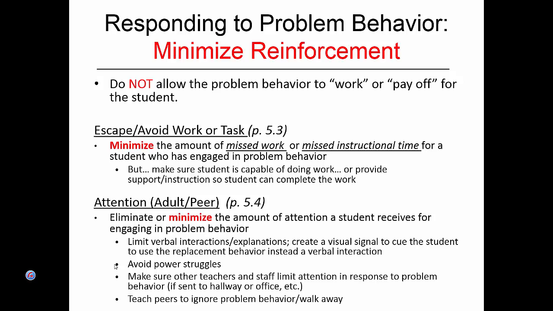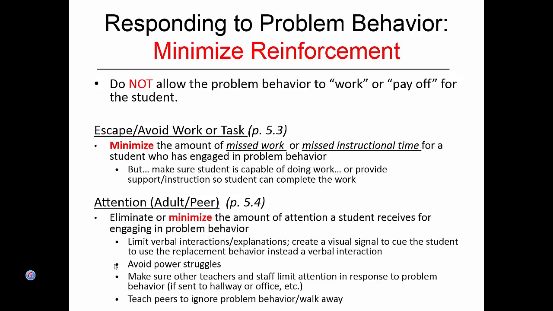And so in this case, if we can eliminate, or probably more likely minimize, the amount of attention a student receives for engaging in problem behavior. So if a student's engaging in problem behavior, we want to limit verbal interaction and explanations. We want to avoid power struggles. Power struggles give a lot of attention in response to problem behavior. And so, like I mentioned earlier with the example for Annie, we might want to create a visual signal or a cue to the student to use the replacement behavior instead of using a verbal interaction.